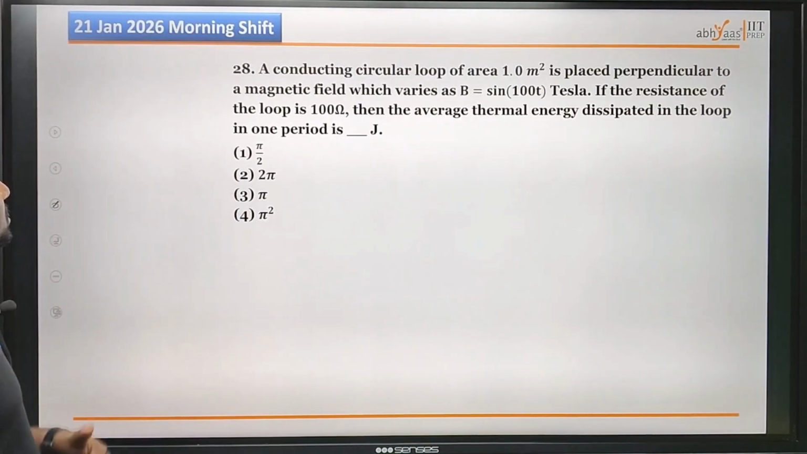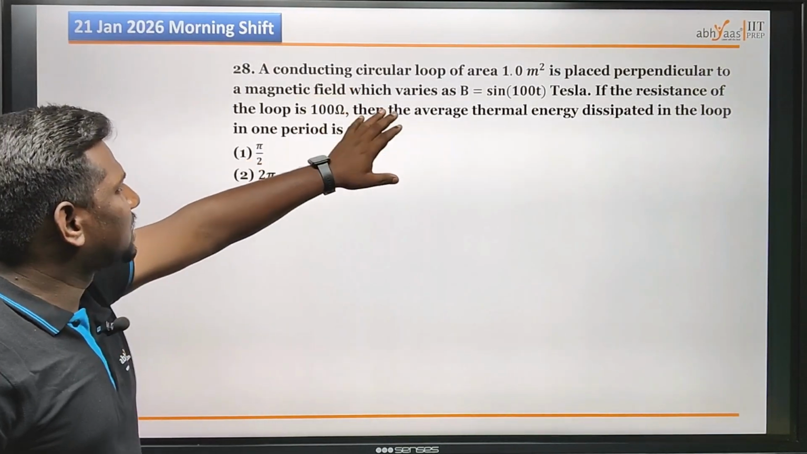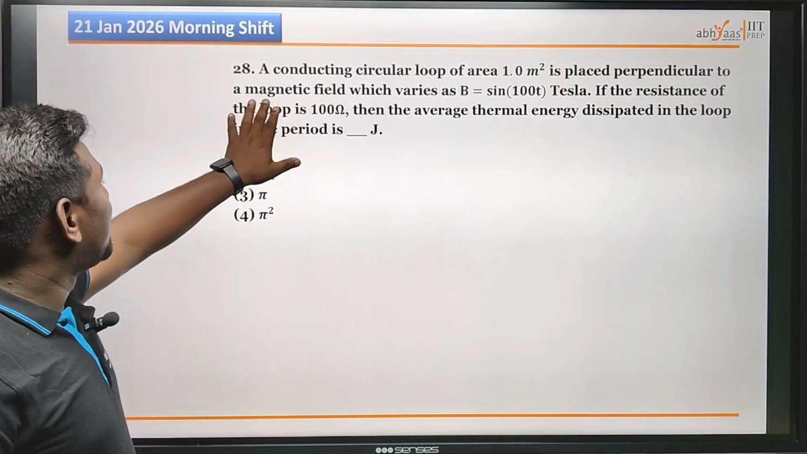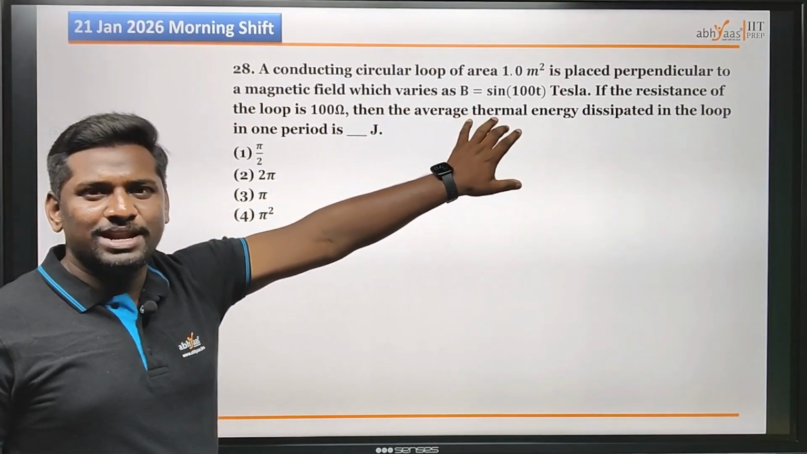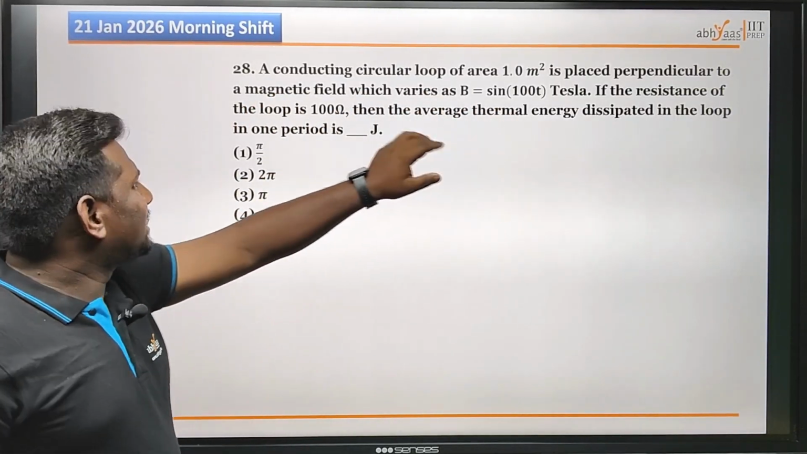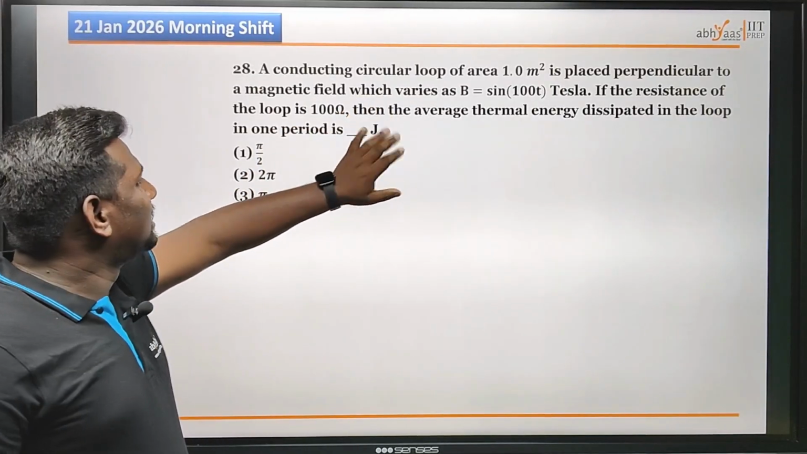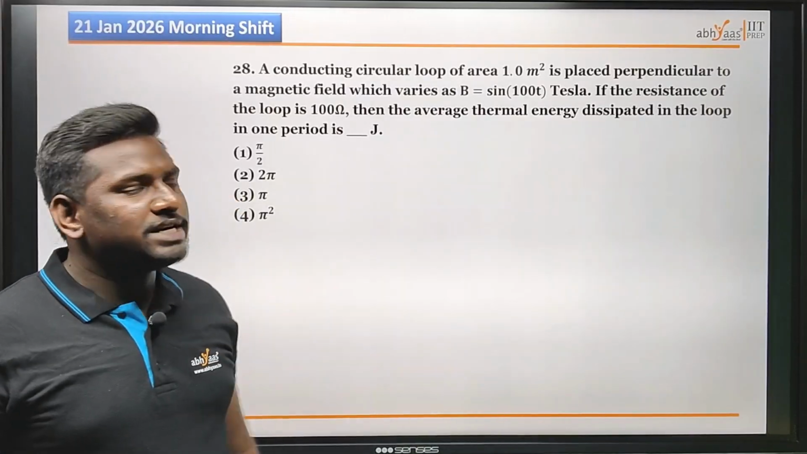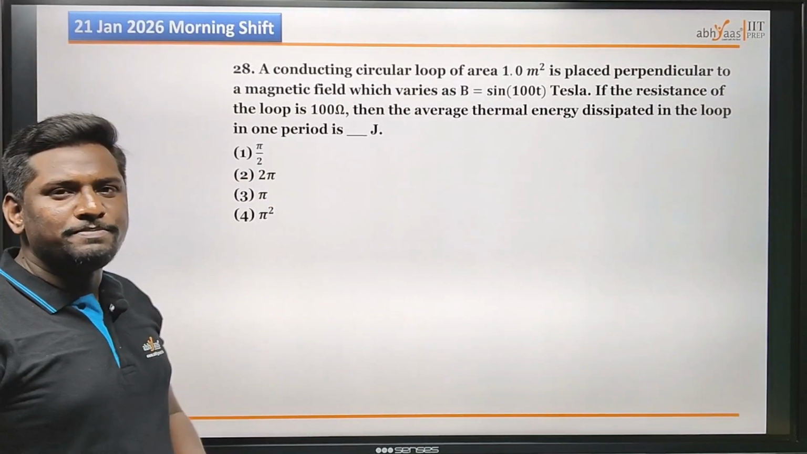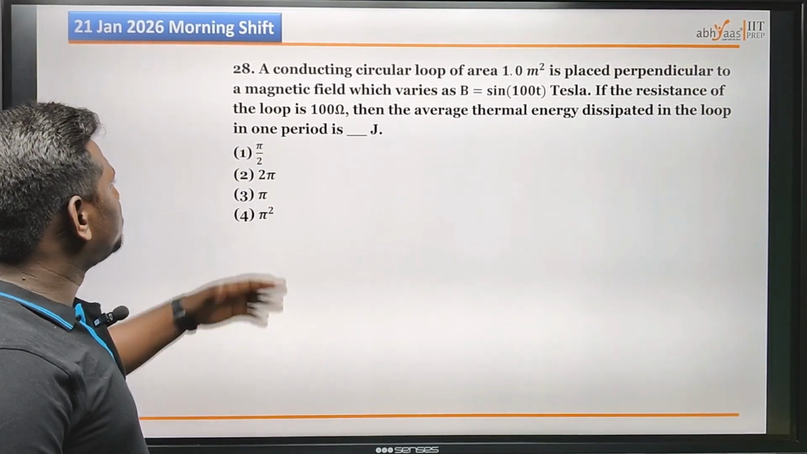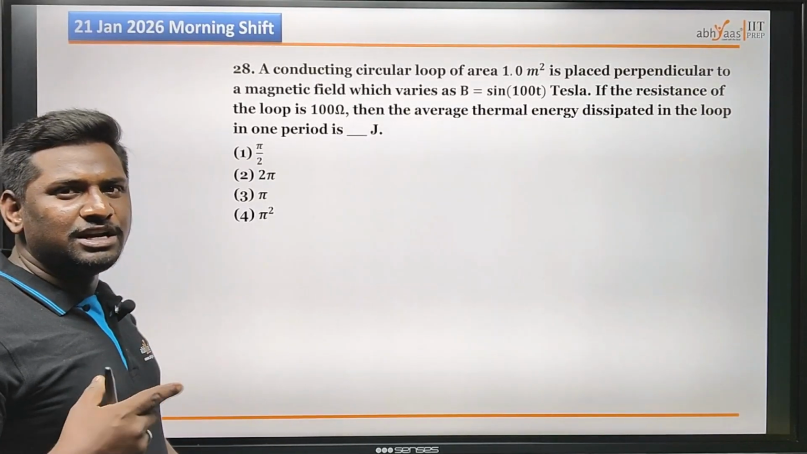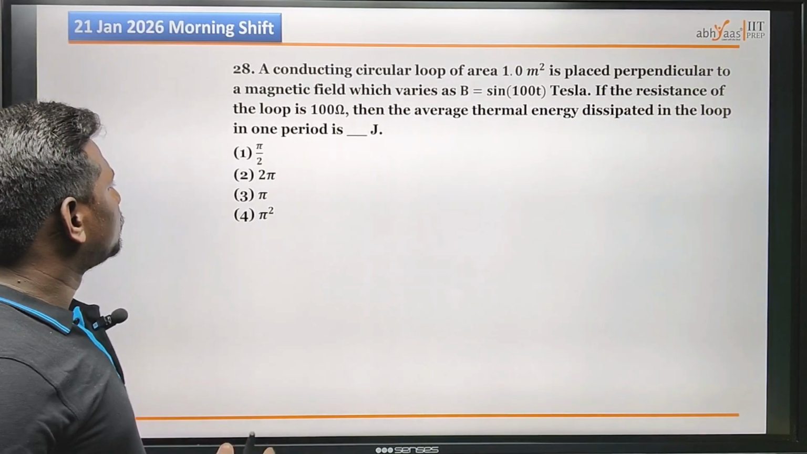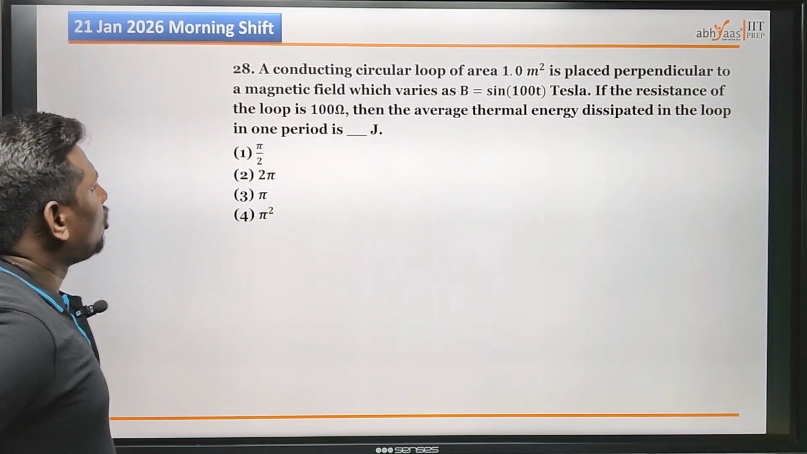So see this next question. A conducting circular loop of area 1 meter square is placed perpendicular to a magnetic field which varies. They have given the magnetic field equation. The resistance of the loop is 100 ohm, and they are asking the average thermal energy dissipated in this loop for one period. This is a lengthy, a little bit difficult question, so it will take much time. All of you observe how to proceed.